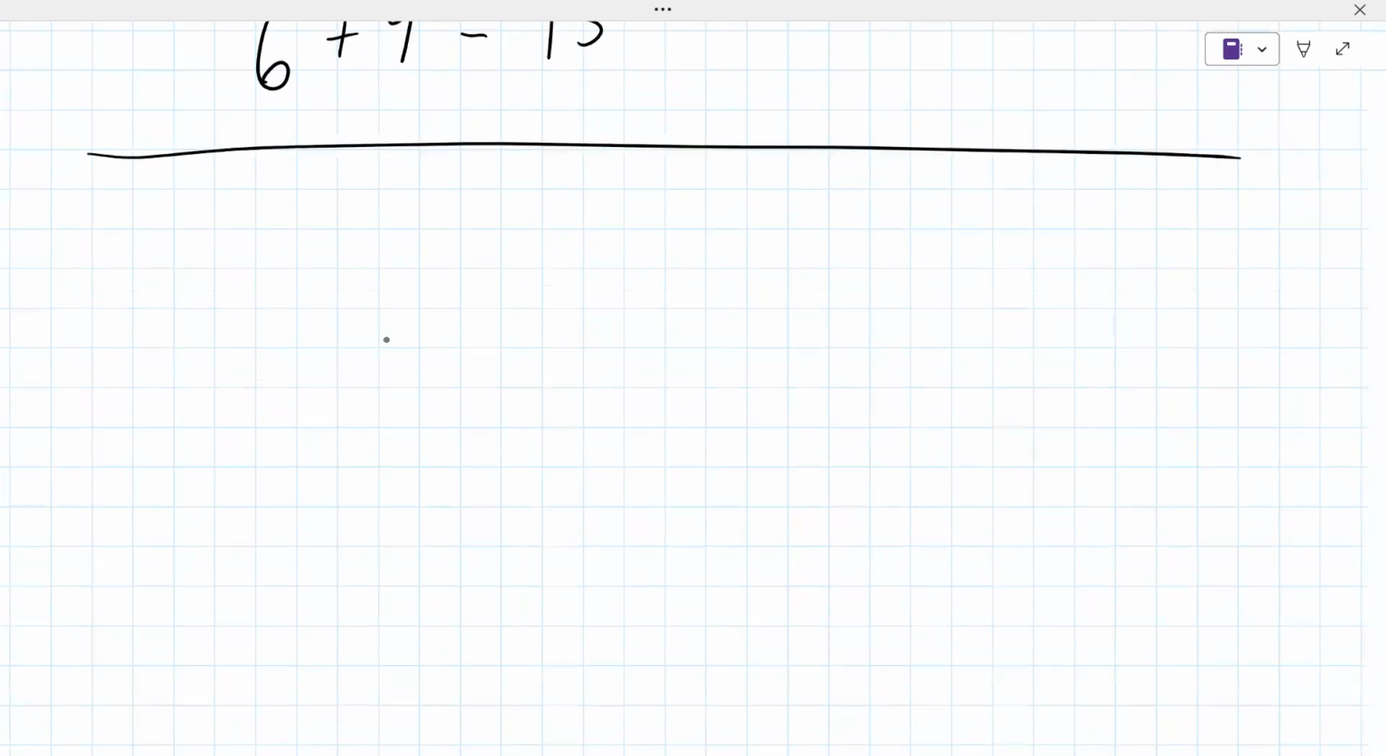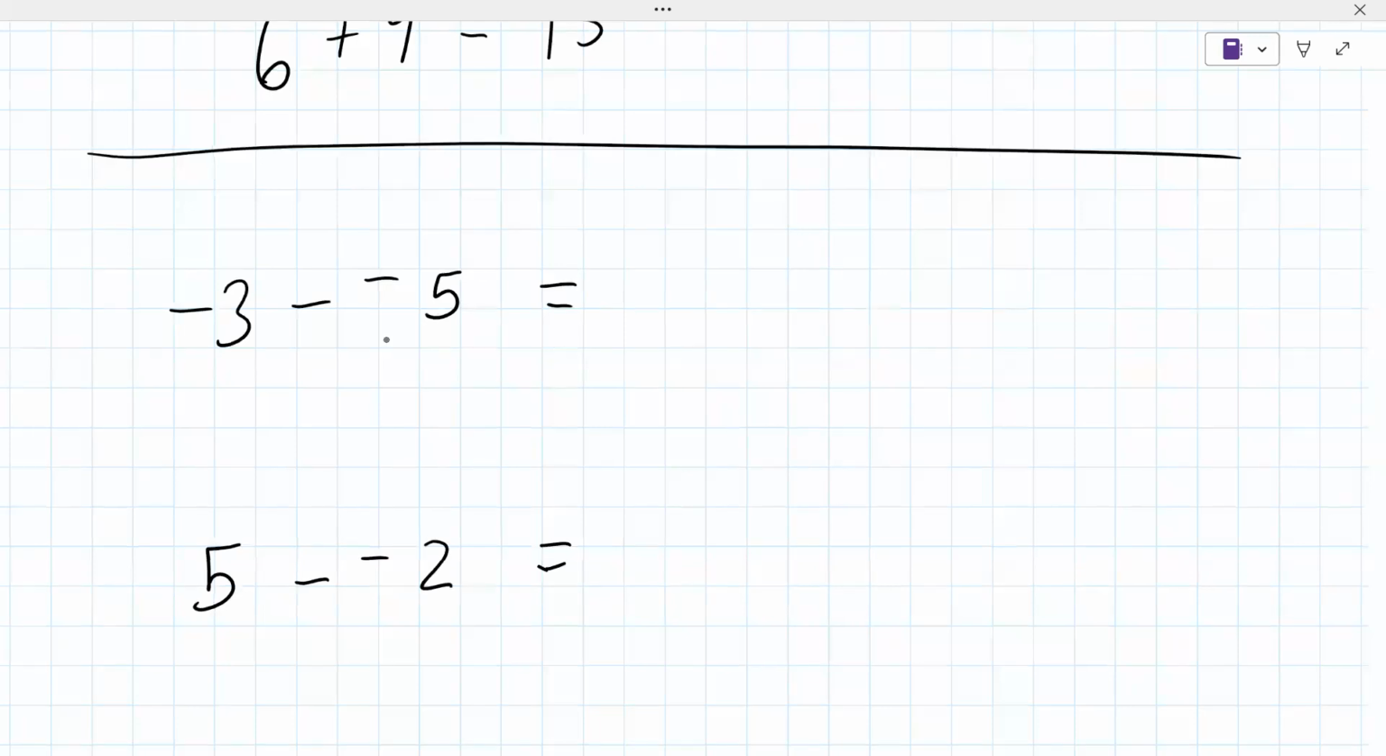This is so critical here. So let's go: -3 minus a -5, and 5 minus a -2. Could you try these for me, please, on your own? Okay, I got the answer. Do you want me to explain how I solved it? Nope, just give me your result.